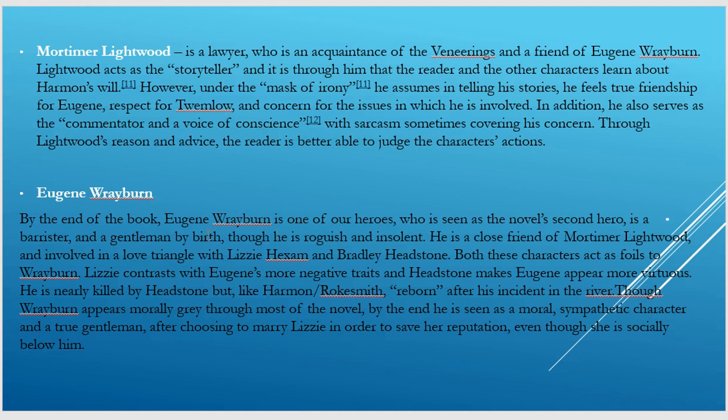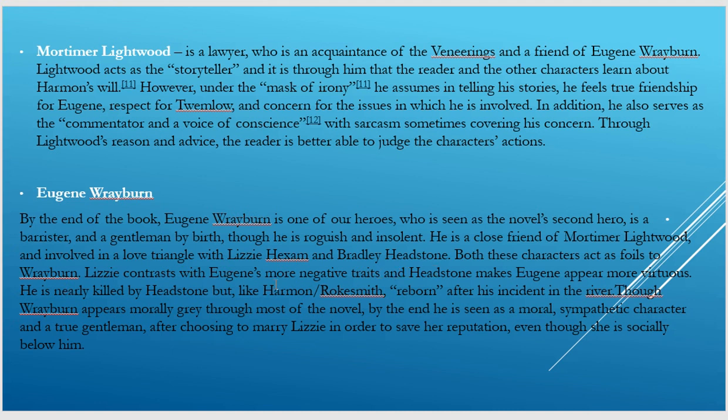Eugene Rayburn, we said by the end he is our hero, or one of the two heroes, because he did something for Mr. Harmon, or John Harmon. He's a close friend to Mortimer and is in love with Lizzie, as we said before. And we know Headstone was already kicked out. Both these characters act falsely toward Rayburn. Lizzie contrasts with Eugene, who has more negative traits.